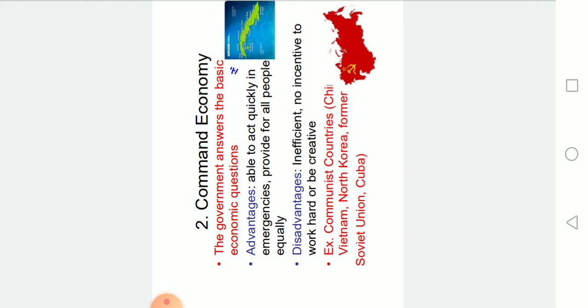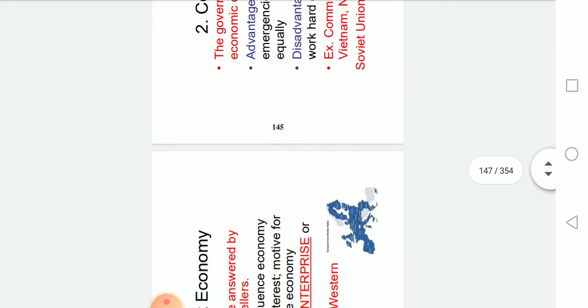This is for the businessman to create or do something, like the producers or the consumers. And we have here the example for Vietnam, North Korea, and the former Soviet Union.